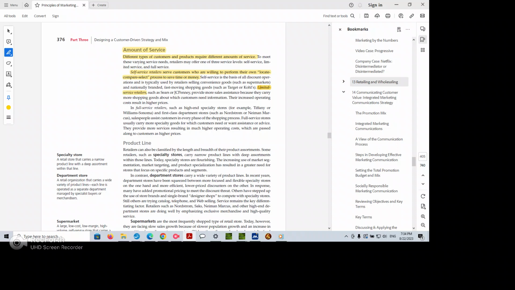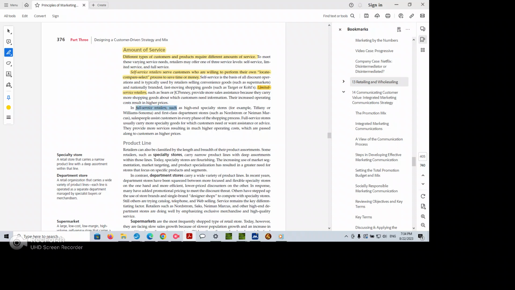such as Sears or JCPenney's provide more sales assistance because they carry more shopping goods about which customers need information. Their increased operating costs result in higher prices. So that's basically what it is. You get more service, you pay more. That's fair, right?